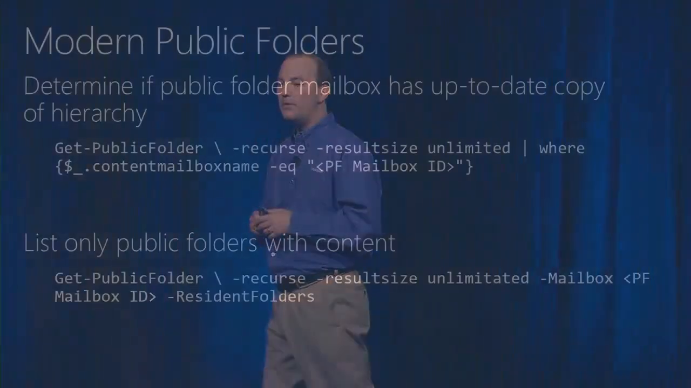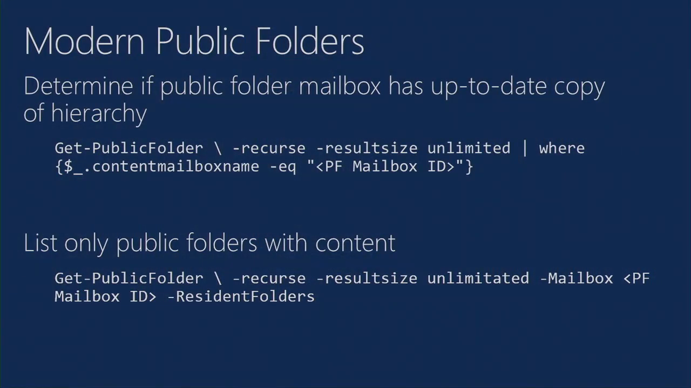All right. Couple other things. I want to give you some command lines that you can use for managing public folders. One of the things that you can do is make sure that any given public folder mailbox in the org has an up-to-date copy of the hierarchy. You can use the first cmdlet to get that information. And if you want to get a list of the public folders that only have content in your organization, you can use the second one to do that.